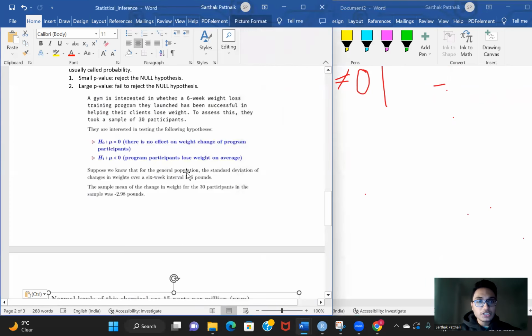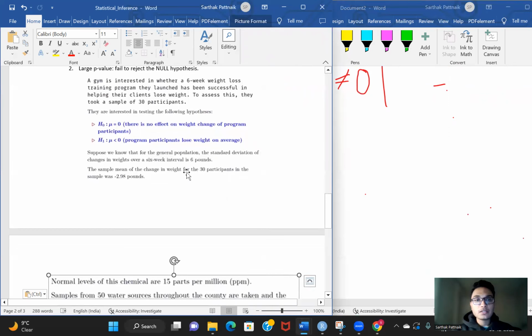So the first question reads, a gym is interested in whether a 6-week weight loss training program they launched has been successful in helping their clients lose weight. To assess this, they took a sample of 30 participants. Your null hypothesis and alternative hypothesis are given.